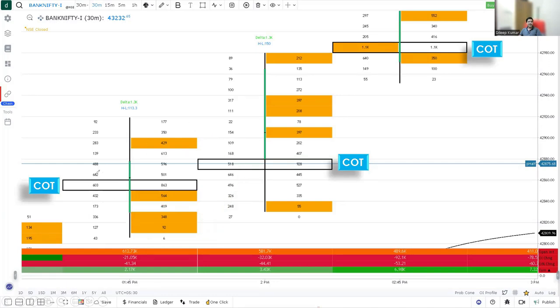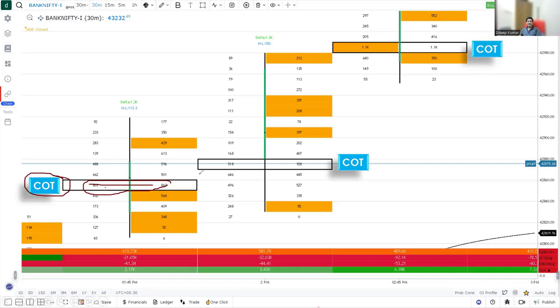Here, if you calculate horizontally, 662 and 501, 603 and 863, 432, 564, each and every line separately, this is the area where the maximum amount of traders have been committed. So 603 and 863 is the area. This we call COT, commitment of traders.